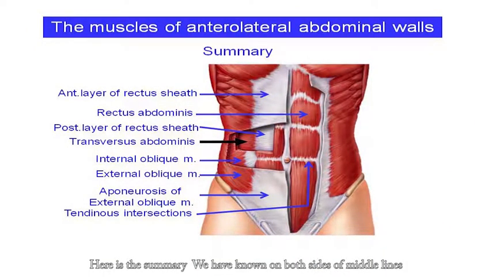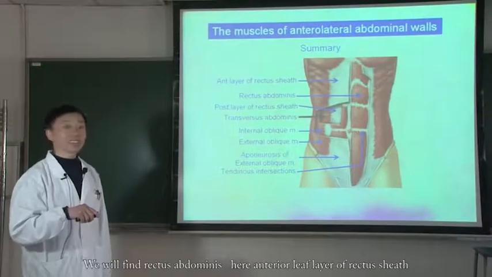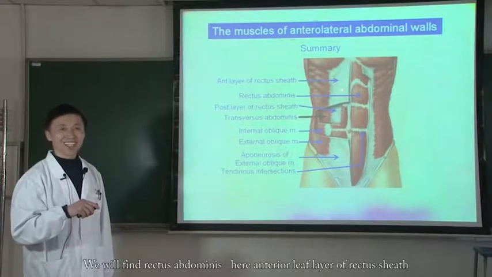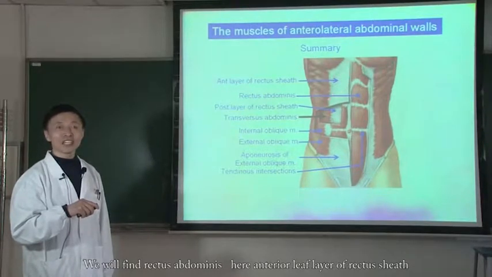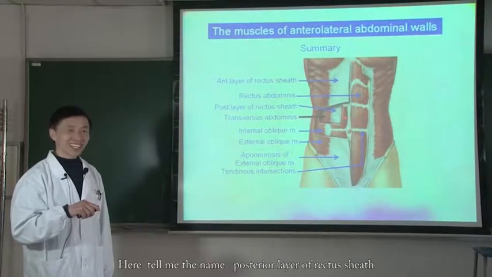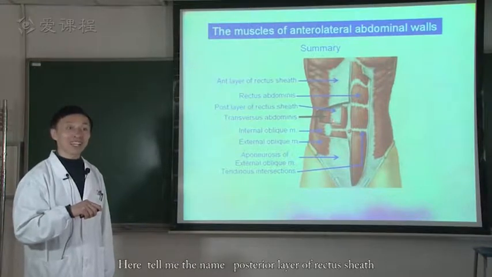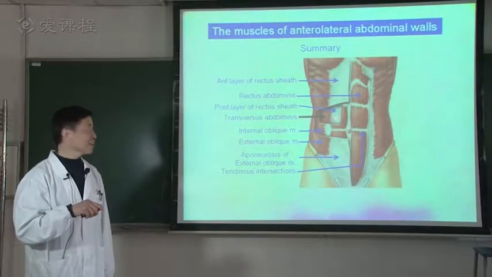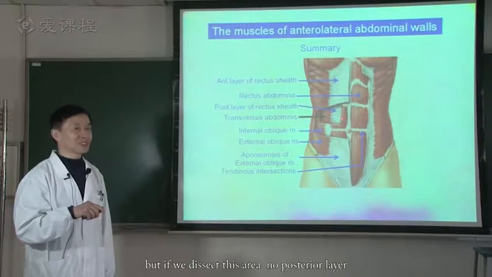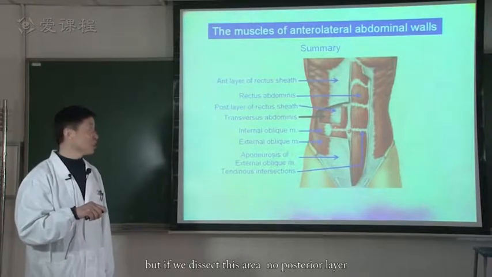Here is a summary. On both sides of the anterior midline, you will find the rectus abdominis. Here, the anterior layer of the rectus sheath. Here, tell me the name. Posterior layer of the rectus sheath. But if we dissect this area, no posterior layer, no posterior layer.